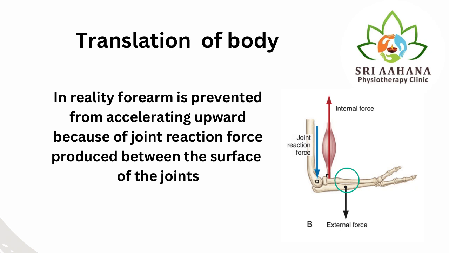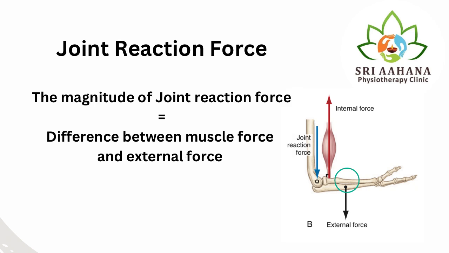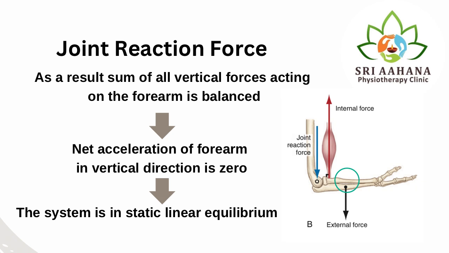In reality, forearm is prevented from accelerating upward because of joint reaction force produced within the joint surface. We can see from the picture that the distal end of the humerus is pushing downward with the reaction force against the proximal end of the forearm. The magnitude of joint reaction force is equal to the difference between muscle force and the external force. As a result of sum of all vertical forces acting on the forearm is balanced, the net acceleration of the forearm in vertical direction is 0. So the system is in static linear equilibrium.